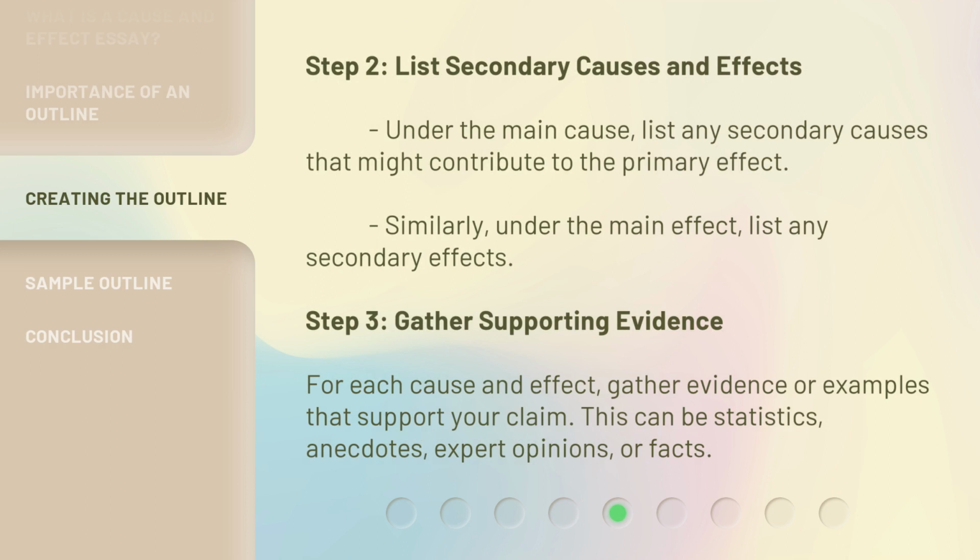Step 2. List secondary causes and effects. Under the main cause, list any secondary causes that might contribute to the primary effect. Similarly, under the main effect, list any secondary effects. Step 3. Gather supporting evidence. For each cause and effect, gather evidence or examples that support your claim. This can be statistics, anecdotes, expert opinions, or facts.